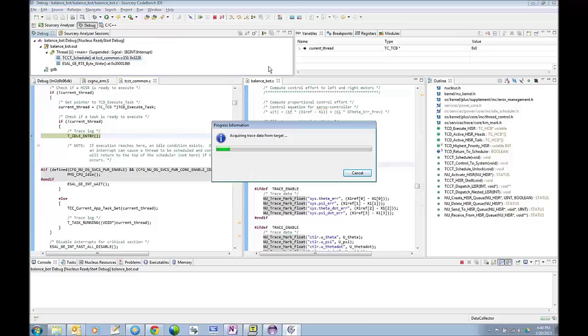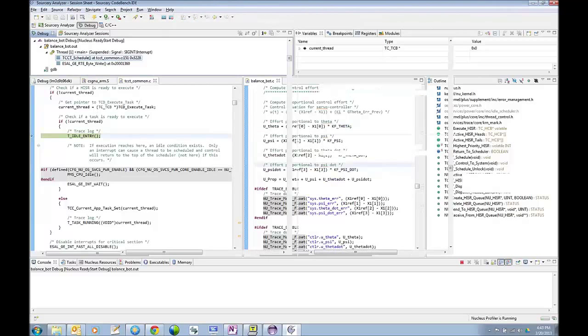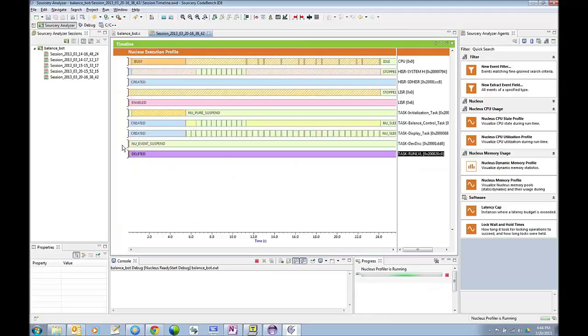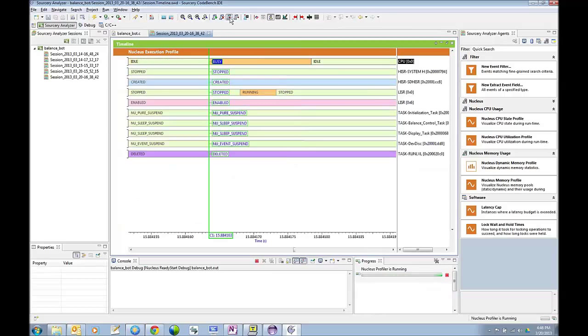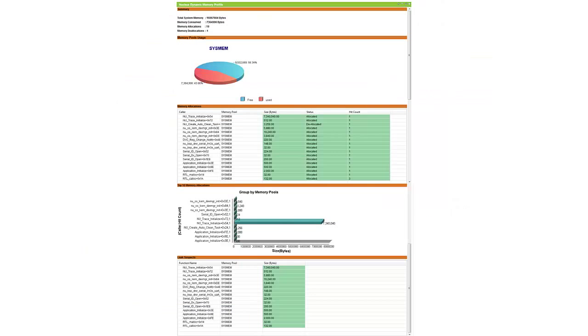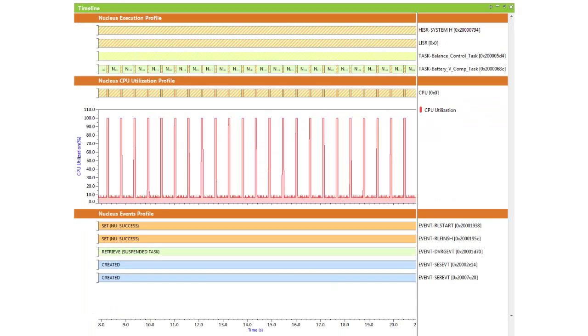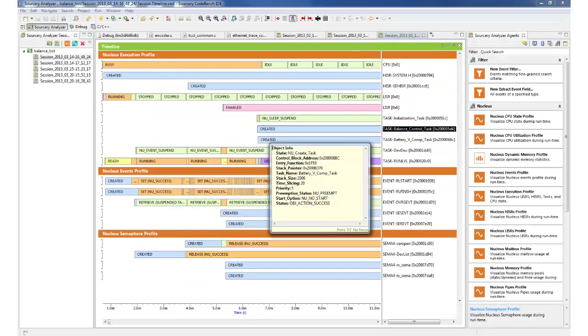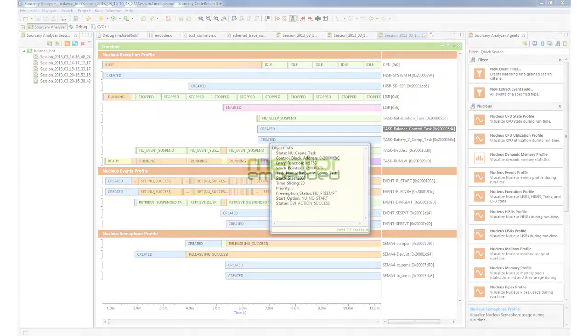Once the run is complete, the developer suspends execution and uses Sourcery Analyzer to download and visualize the trace data. Our next video uses Sourcery Analyzer and Stella trace data to gain deep insights into kernel and application level behavior through detailed trace exploration and analysis.